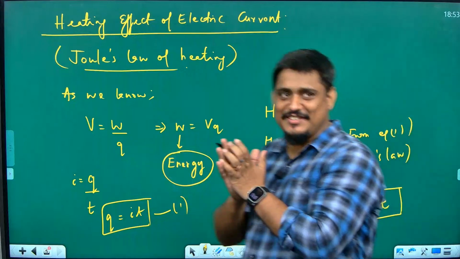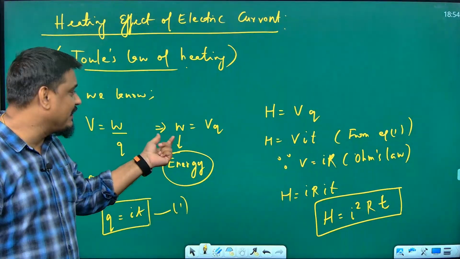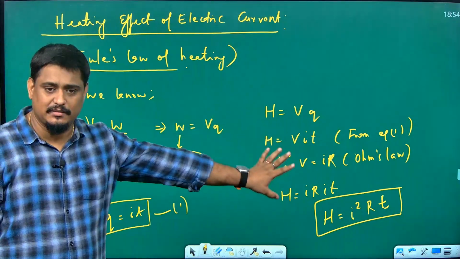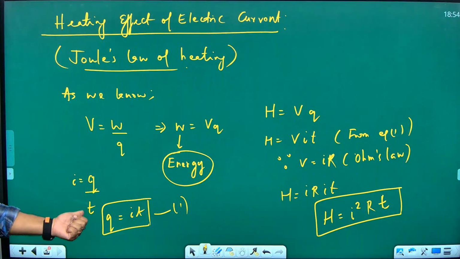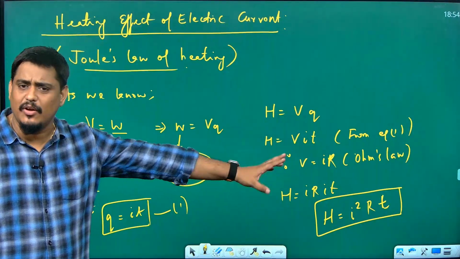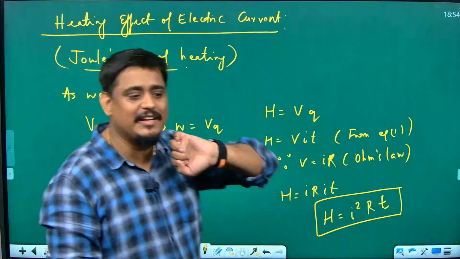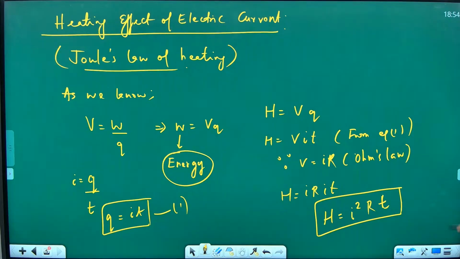So heat energy will become equal to V into Q. And what is V? IR by Ohm's law. What is Q? IT by the formula of I is equal to Q by T. Put in the equation, get the answer. VIT, V is IR, I square RT. That's all. This is the derivation for Joule's law of heating, where H is equal to I square RT. So this is called Joule's law of heating.